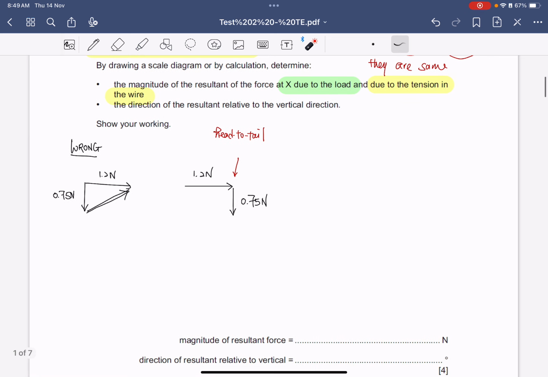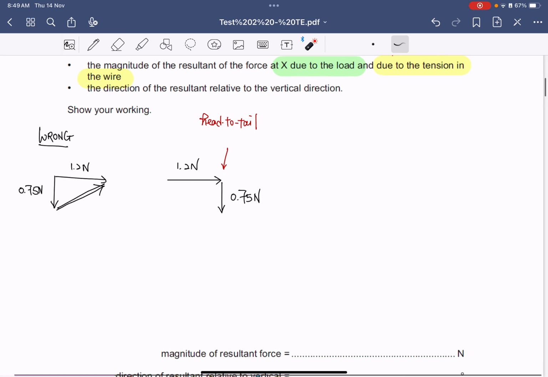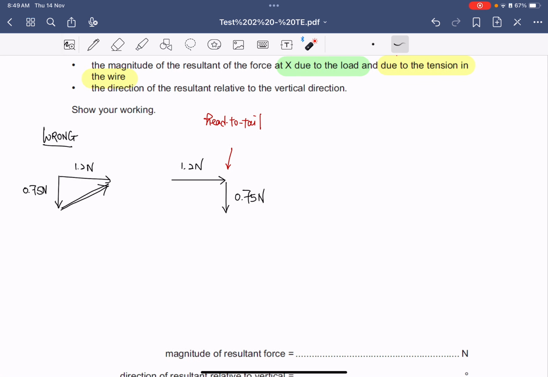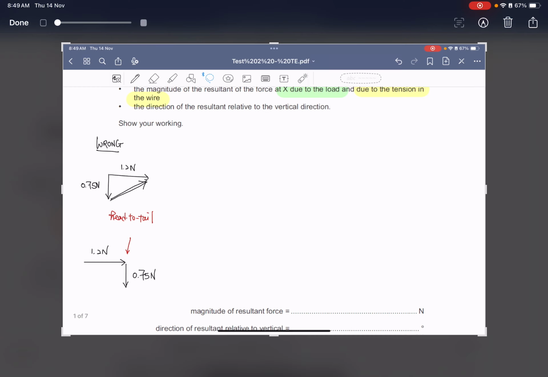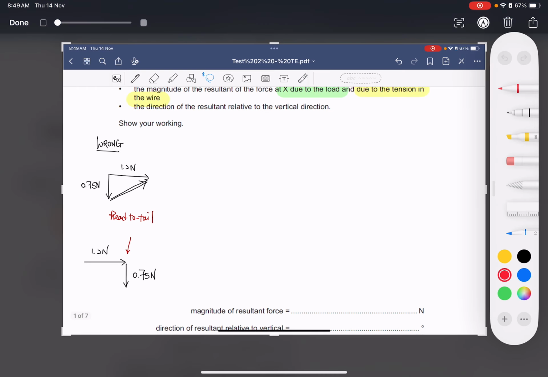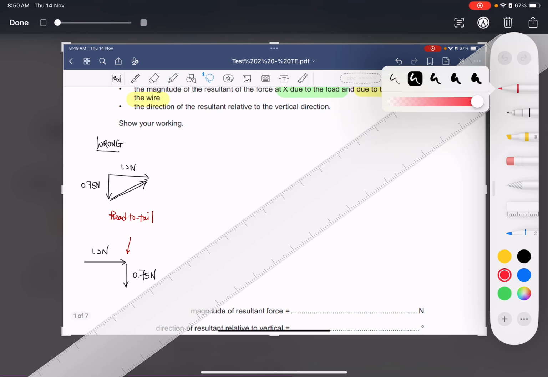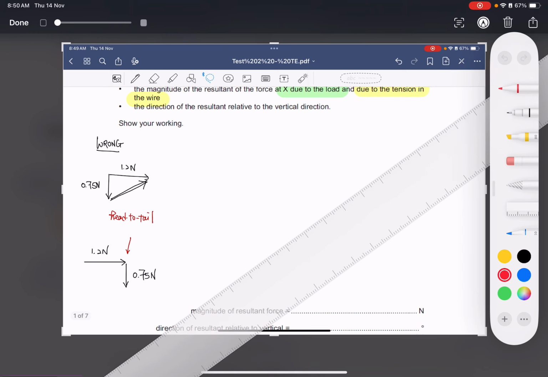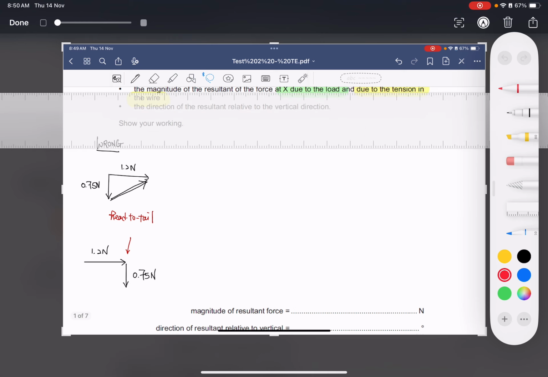Okay, so having all this, we know what kind of diagram we need to draw. Of course, we need to respect the scale, and to do that, I need to use a ruler. So I have a ruler now, and I'm going to draw two vectors of 1.2 Newton and 0.75 Newton on my ruler. Then I draw.